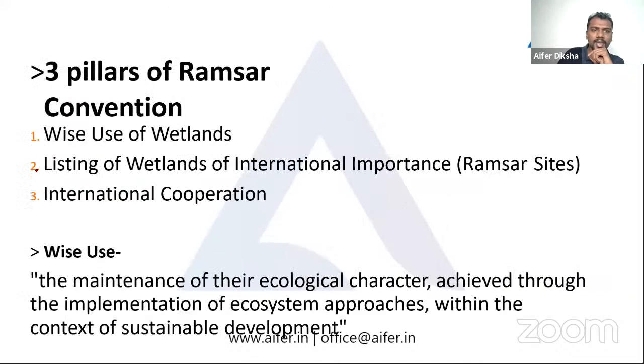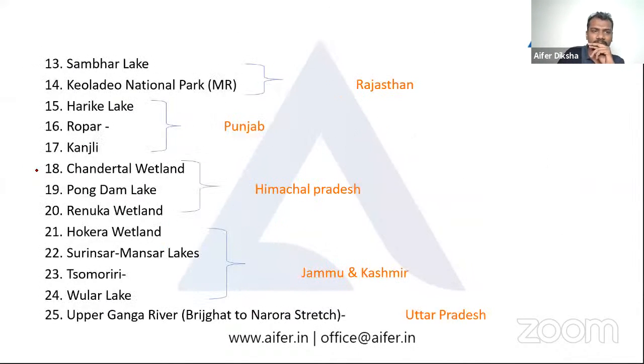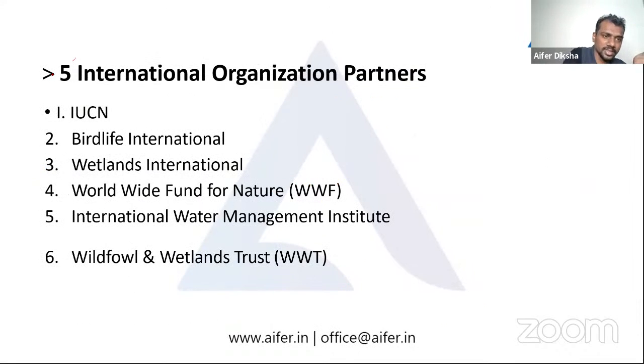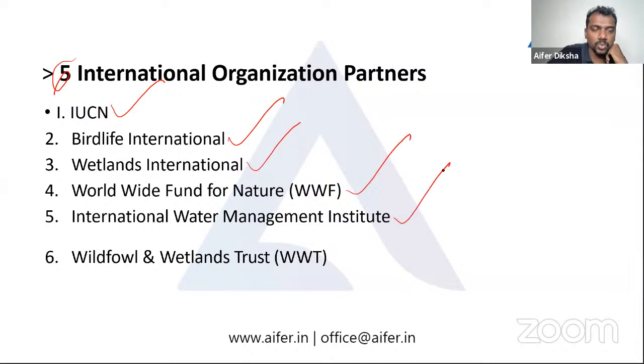Ramsar is a place in Iran, and we have around six international organization partners of Ramsar. Question is being asked from this: which among the following are the international organization partners of Ramsar? We have IUCN, BirdLife International, Wetlands International, Worldwide Fund for Nature, International Water Management Institute, and Wildfowl and Wetlands Trust.